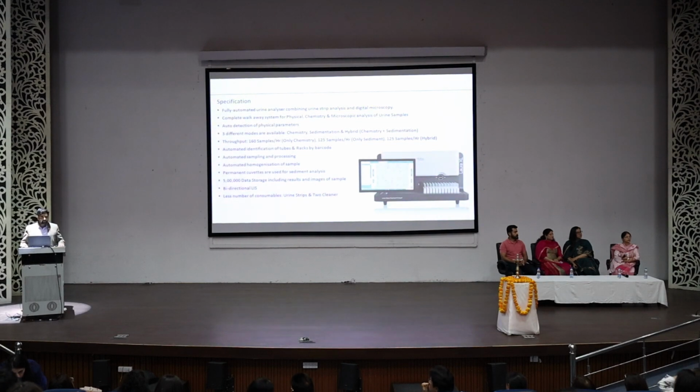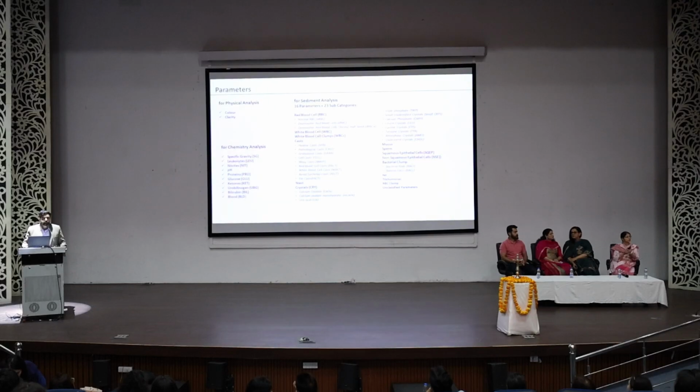The throughput of the instrument is 125 samples per hour for sedimentation mode only. For chemical study it is 160 samples per hour, and for hybrid mode it is 125 samples per hour. These are the parameters which you can see within the instrument. Other than the biochemical analysis, specific gravity, leukocytes, nitrates, pH, protein, glucose, ketones, urobilinogen, bilirubin and blood, you can see other parameters also. In RBC, you can see dysmorphic RBCs, then normal RBCs, hyaline casts, crystals. Each and every parameter will be available within the instrument.